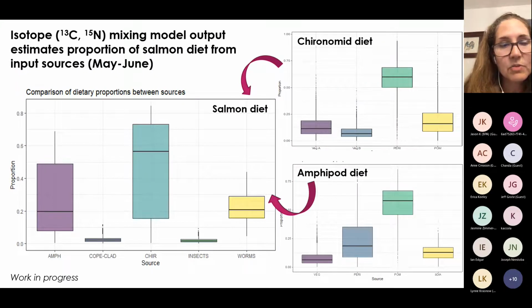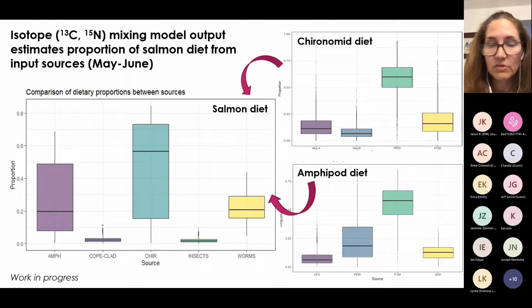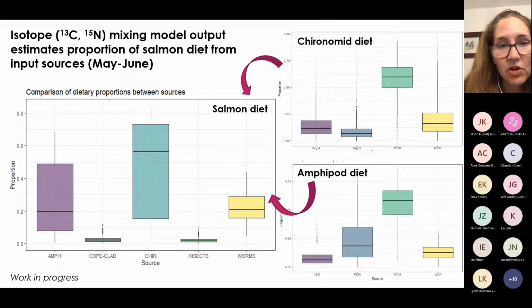It's still a work in progress where I'm really interested in looking at what the invertebrate prey are eating in terms of their organic carbon. So that's thinking about the detritus that's coming into the river versus the in situ growth by phytoplankton. You can kind of distinguish those things. So looking at the chironomid diet and the amphipods, and then that can feed into the salmon.